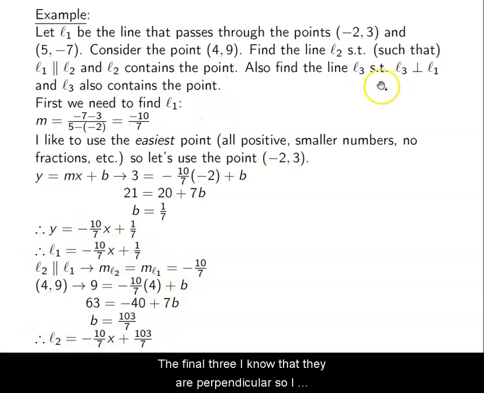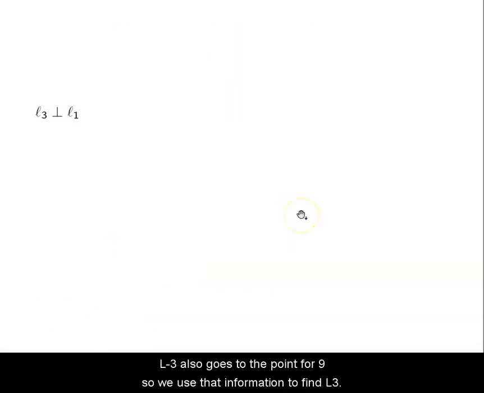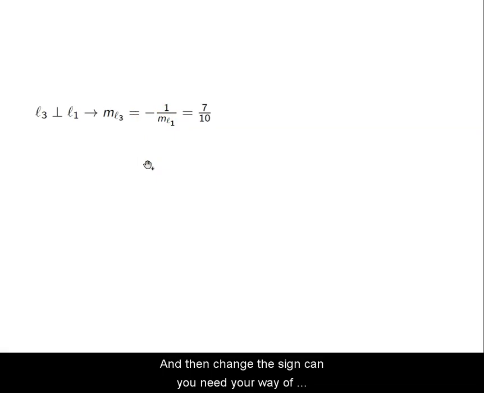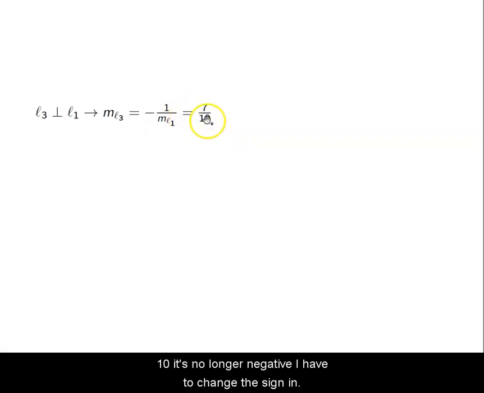To find L3, I know that they're perpendicular, so I know some information about the slope of L3, and I know that L3 also goes to the point 4, 9. So I'm going to use that information to find L3. L3 is perpendicular to L1, so that means that the slope of L3 is 1 over the value of the slope of L1, and then change the signs. Okay, an easier way of doing that is just change the sign and flip it around, right? So instead of 10/7, it's 7/10. It's no longer negative. I have to change the sign as well.